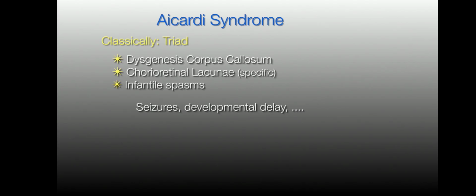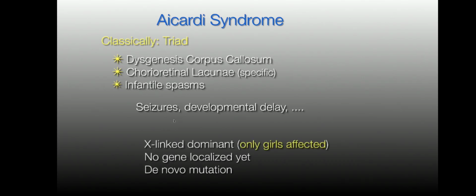This is really difficult to diagnose prenatally. Postnatally, it may be easier. It is the typical triad described in the 60s, where you have, in addition to the dysgenesis of the corpus callosum, abnormalities in the eyes and seizures. It is only in girls. Boys probably do not survive. I don't know what happens in prenatal life. And there is, unfortunately, no gene localized yet, so this is only a clinical diagnosis.